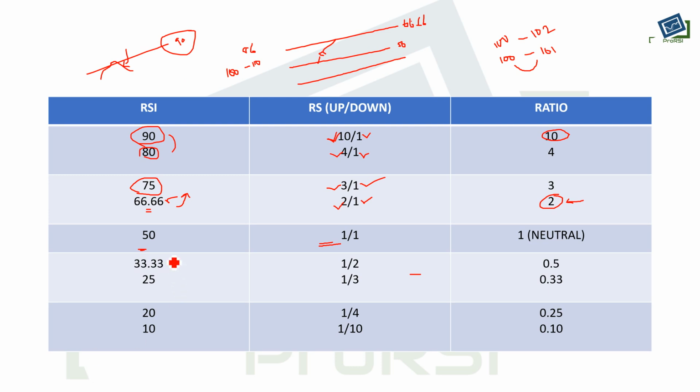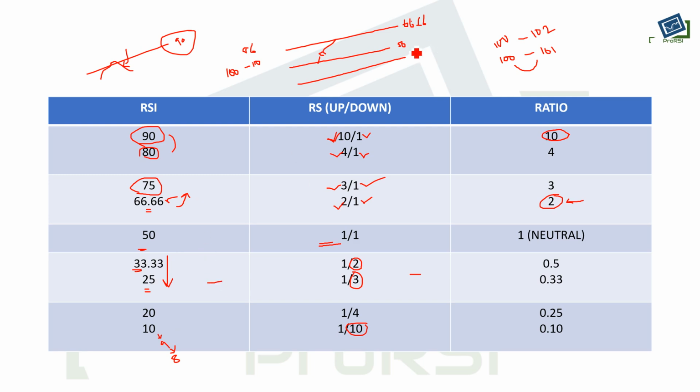Similarly, when we go down, below 50, when we reach the 33.33 level, a 2 point fall is required to push RSI down below 33.33. A 3 point fall is required to push RSI down below 25. And when we reach RSI at 10, a 10 point move is required to push RSI to 9. Again a 10 point move will be required to push RSI below 9, that is 8. So this is the disproportional relationship between the price and the RSI.